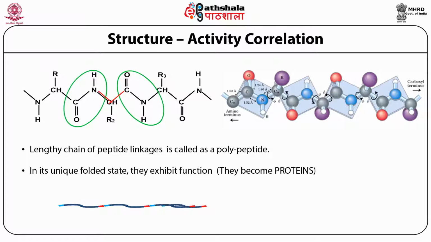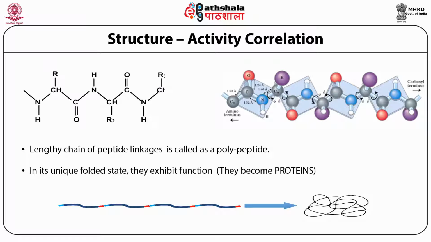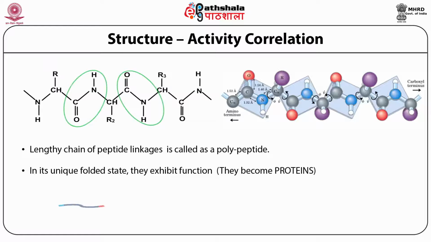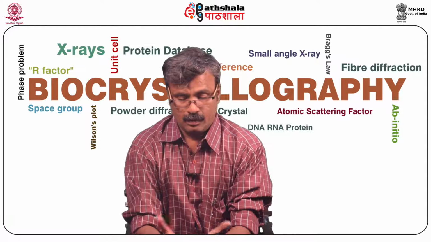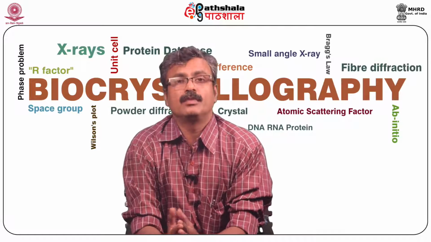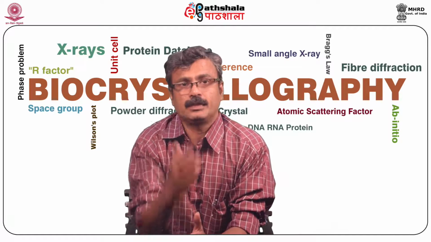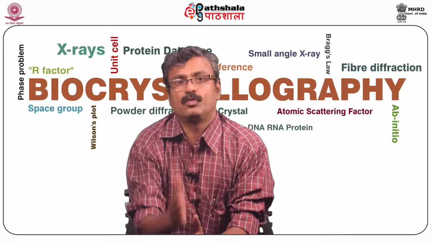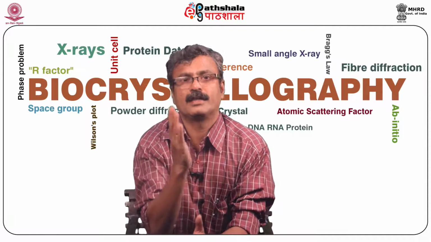Now each protein has its own structure. That's why it exhibits its own function. So structure always determines the function. That's what we call structure activity correlation, or structure function correlation, or structure activity relationship. We said proteins have to have their own three-dimensional structure to exhibit function. And that means if you want to explain the function, we should understand the structure.